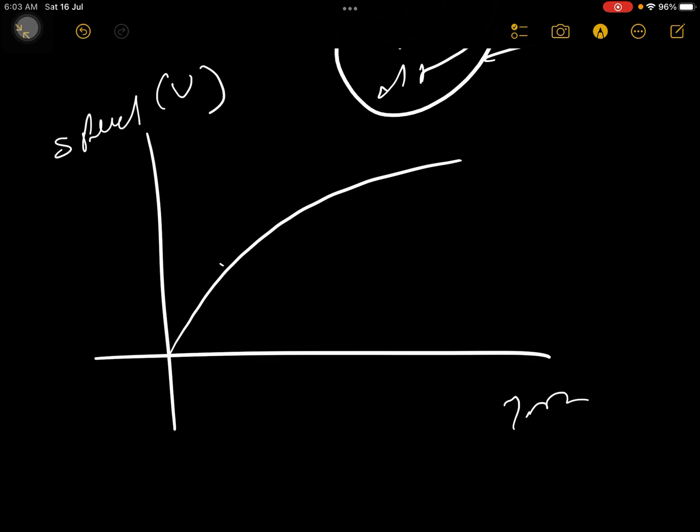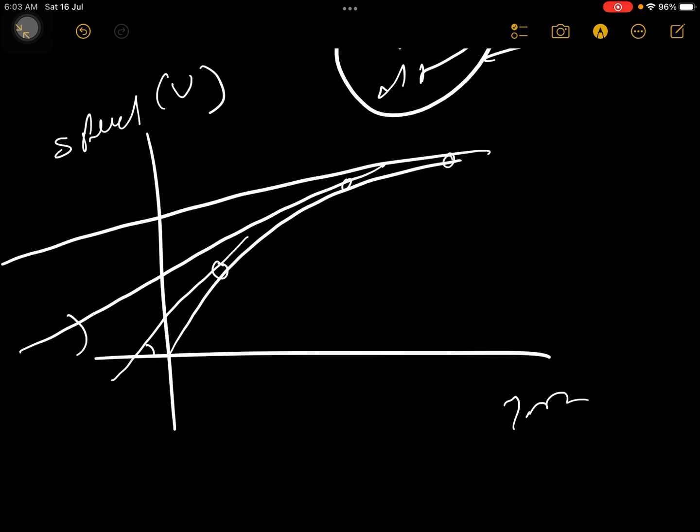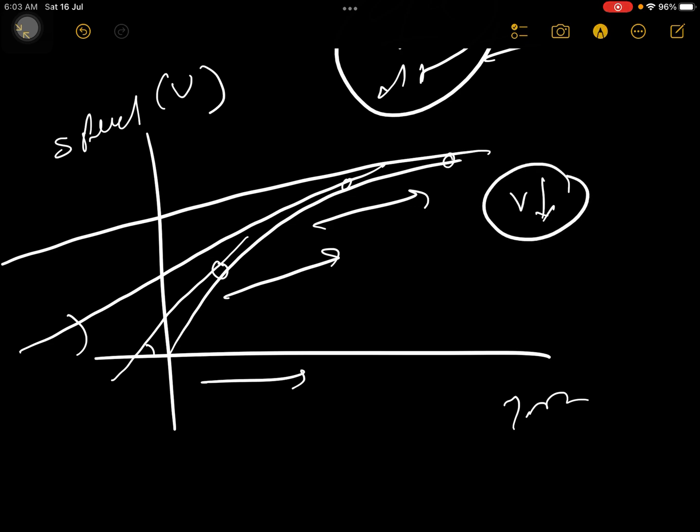In this case, at this point if you draw the slope, the angle is this much. At this point you draw the slope, the angle is this much. At this point you draw the slope. So continuously when you are moving in this direction, your slope is decreasing. Because your slope is decreasing, what does it mean? Slope is decreasing means speed is decreasing, no doubt.